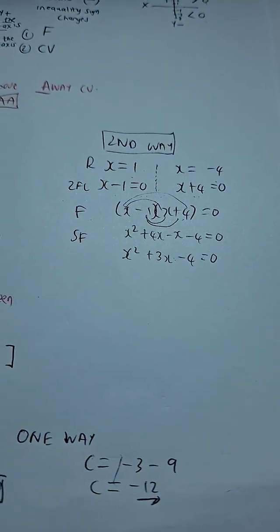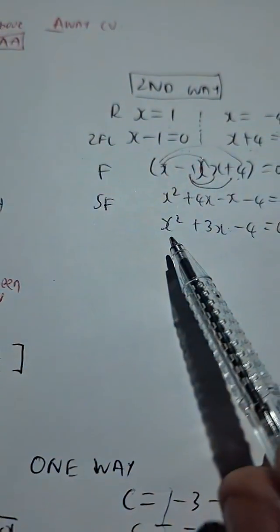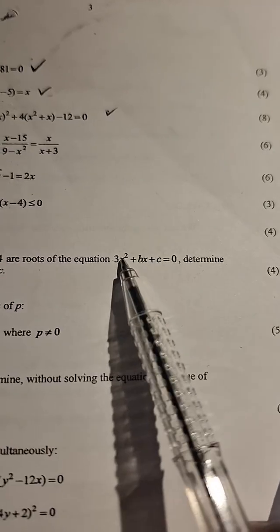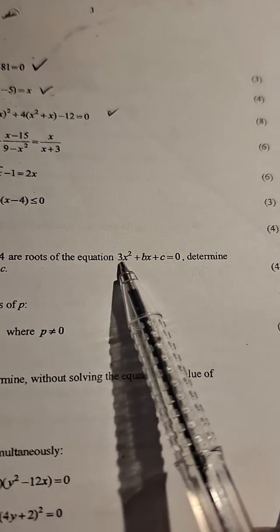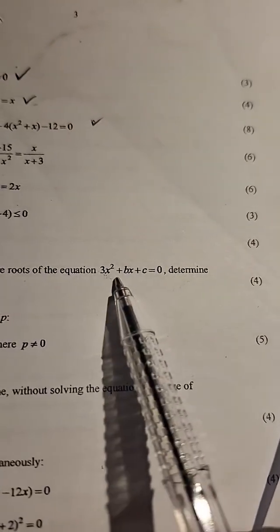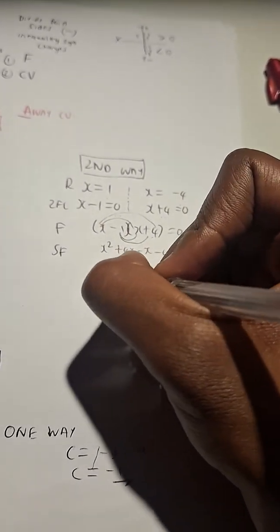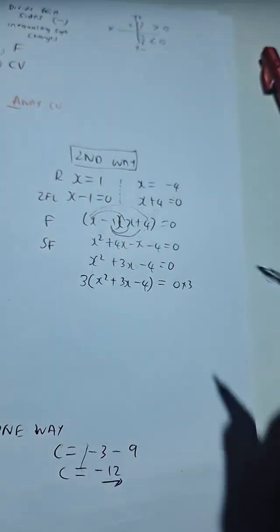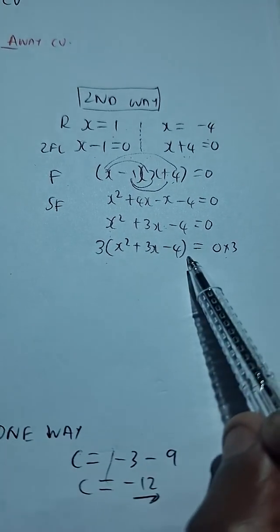Now I'm sure most of you are saying, but sir, look at this. This starts with 3. Yours starts with 1. How do I fix the situation of it starting with 3? Well, I'm going to multiply the equation that I have there by 3. What I do on the left, I'm going to do on the right. So I'm going to say 3 into x squared plus 3x minus 4 is equal to 0 times 3. Remember when I multiply by 3, it means I'm going to multiply by 3 for all terms.